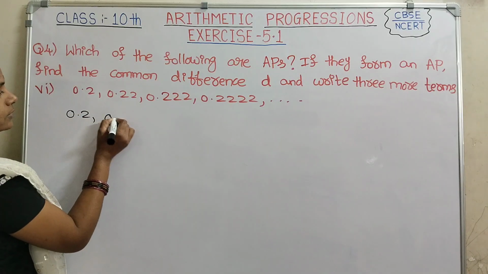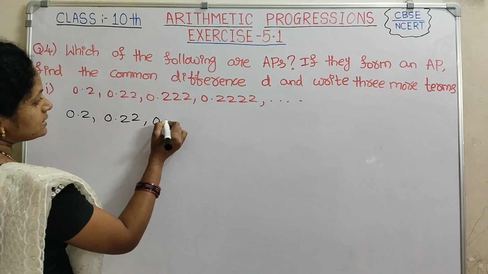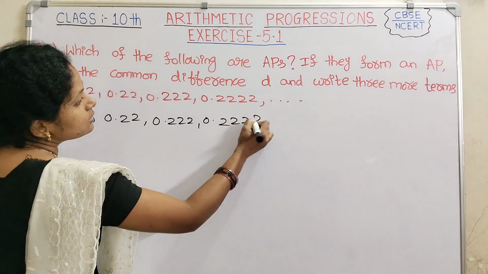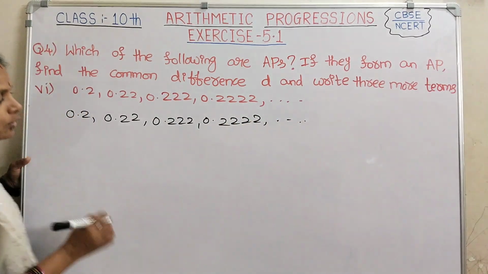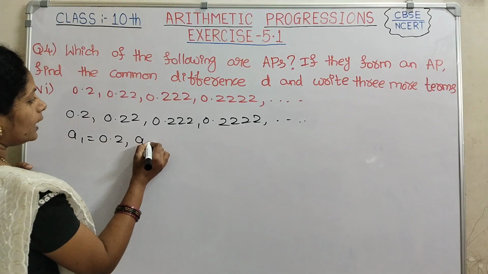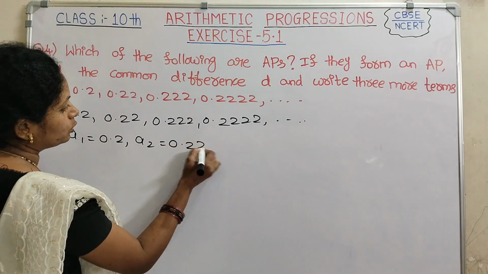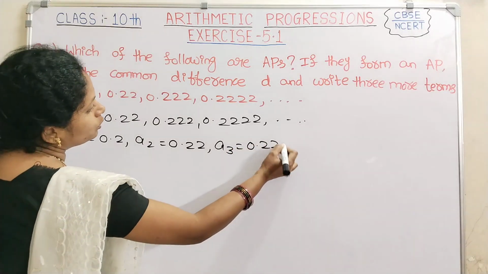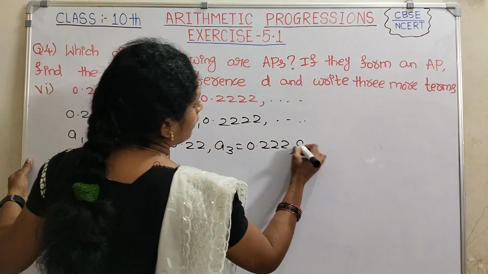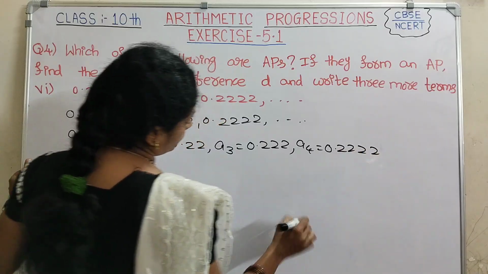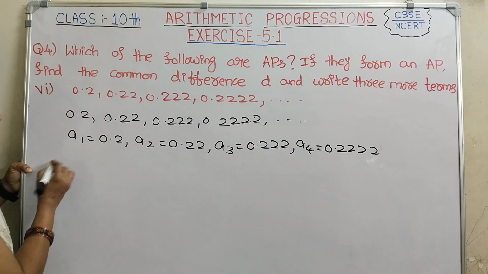0.2, 0.22, 0.222, 0.2222 and so on. Is it in AP or not? A1 is equal to 0.2, A2 is equal to 0.22, A3 is equal to 0.222, A4 is equal to 0.2222. It is given to us.